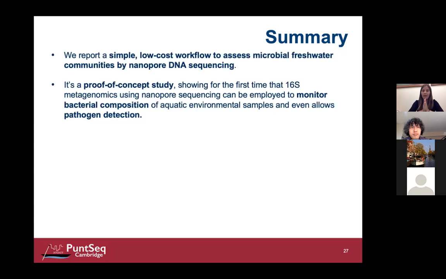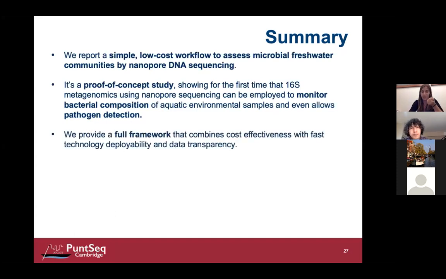So this is really a proof of concept study that shows that nanopore sequencing of 16S rRNA is actually exact enough to understand the general bacterial composition and patterns in any sort of freshwater system, and which also allows us to detect pathogens. So we really envisioned this full framework that combines cost effectiveness, which it had to be for us because we didn't have a lot of funding, with really fast sample processing and fast data processing.